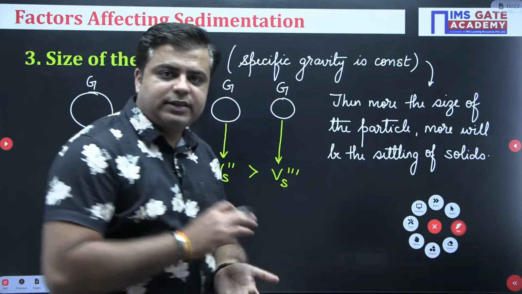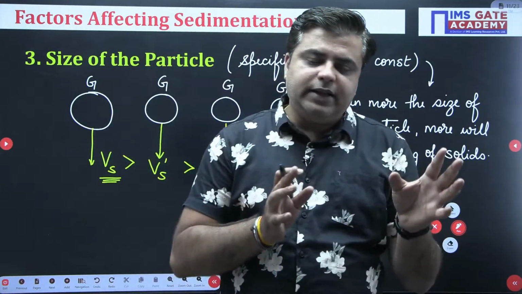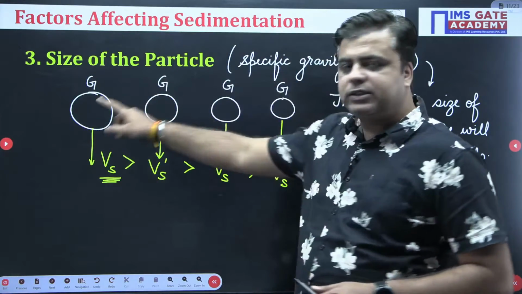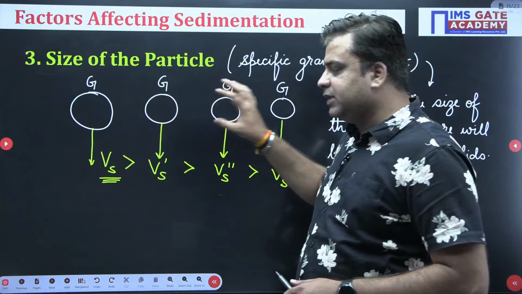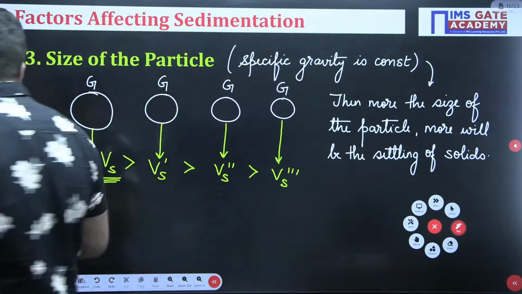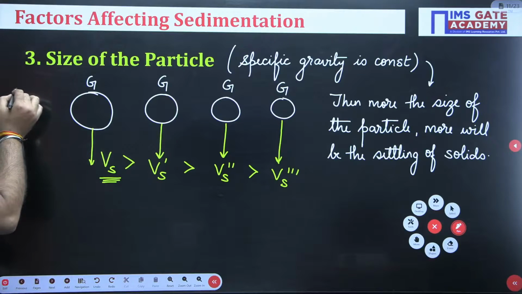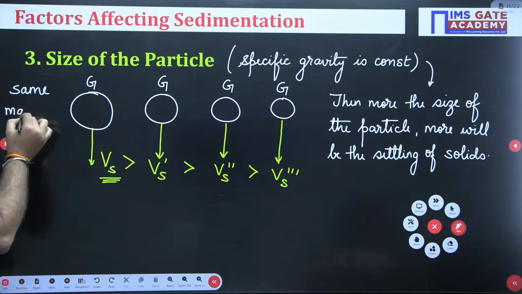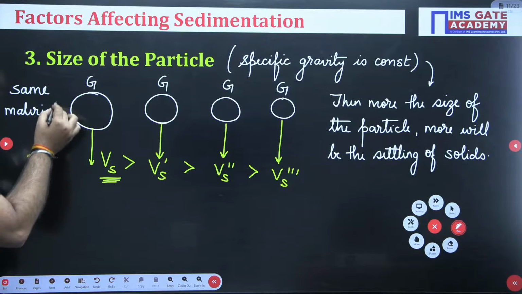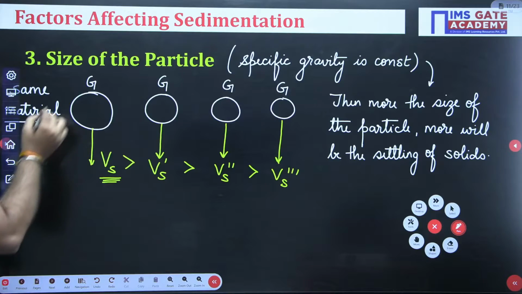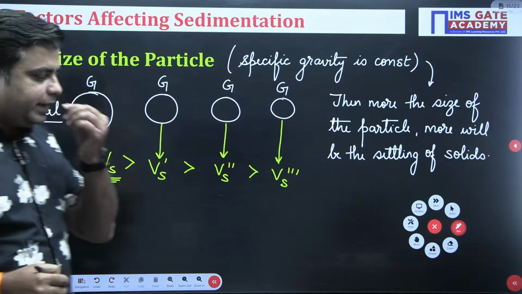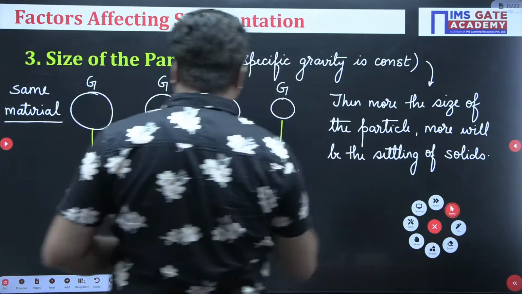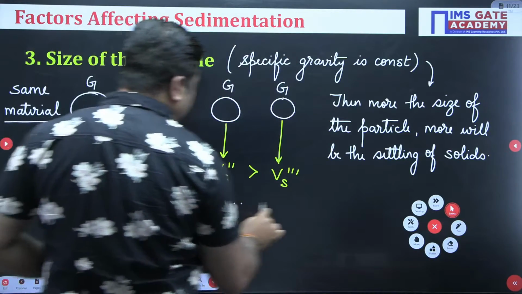Now you take another example. You take two different materials, okay? Right now all these materials are same, only sizes are different. All these solids are made up of same material, right? Now, for example, you take two different materials. Very carefully understand this, what I am telling you.